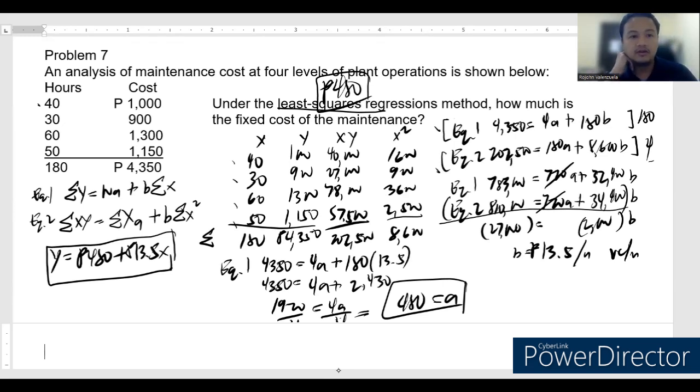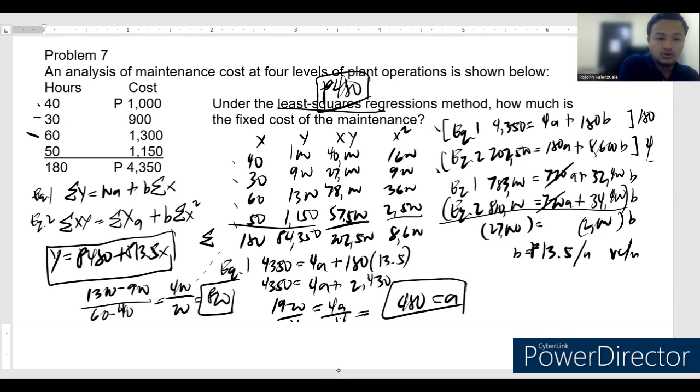Okay, pag ginamit natin yung high-low method dito, check natin. You have 60 and you have your 30. So try lang ha, try lang. So 1,300 minus 900 divided by 60 minus 40. Tingnan natin kung anong lalabas. So 1,300 minus 900, that's 400. Divide 60 minus 40 is 20. So lalabas na variable cost per unit mo, 400 divide 20 is 20. So malaki yung discrepancy nila, no?